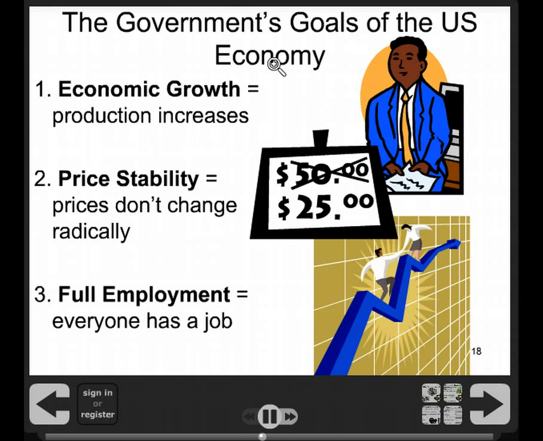The second goal is promoting price stability, and the key here is this word stability, to make sure prices aren't changing very rapidly or radically. It's pretty nice knowing that when you go to bed at night, the price of gas or the price of milk is going to be relatively the same when you wake up the next morning. And the third goal is to promote full employment, to make sure that everyone who can work has a job. Because the more people that are working, the more money that people make, and the less the government has to spend on Medicare, Medicaid, and other social welfare programs.